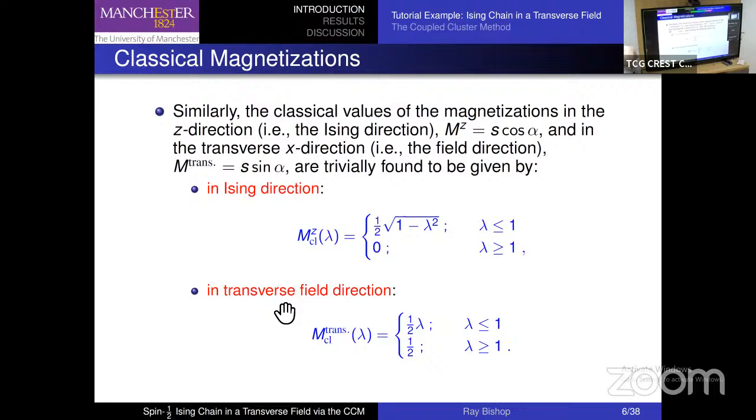I think probably the pointer is not working. This goes to zero at lambda equals one. So this is the classical phase transition. And above lambda equals one, the order parameter has gone to zero, and that's why we call it a paramagnet. Okay, so these are the two order parameters.